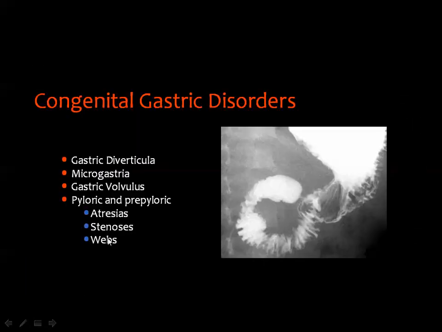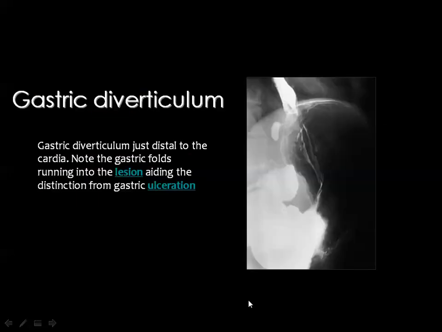Then what are the congenital gastric disorders? The diverticulum, microgastria, gastric volvulus, and pyloric or pre-pyloric atresia or stenosis or webs. Then gastric diverticulum is rare in children and in adults as well, and it is usually located in the fundus. This is the most common site for gastric diverticulum near the gastroesophageal junction, and as any diverticulum in the body, it is prone to ulceration, prone to perforation, prone to bleed maybe sometimes.